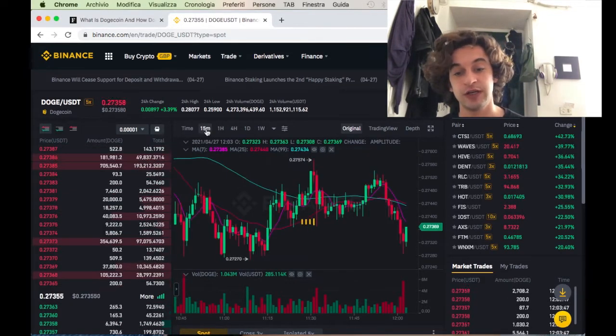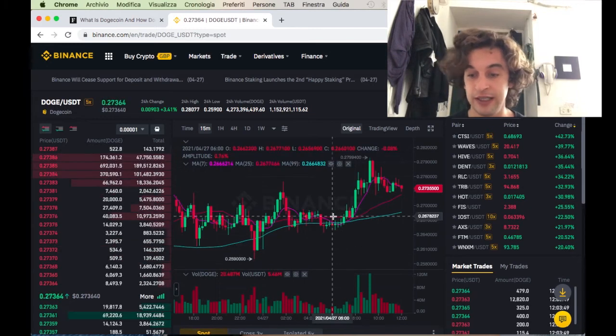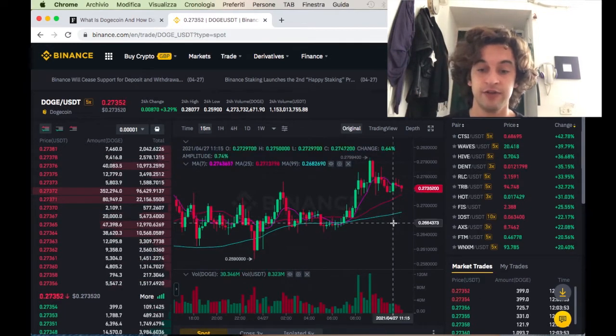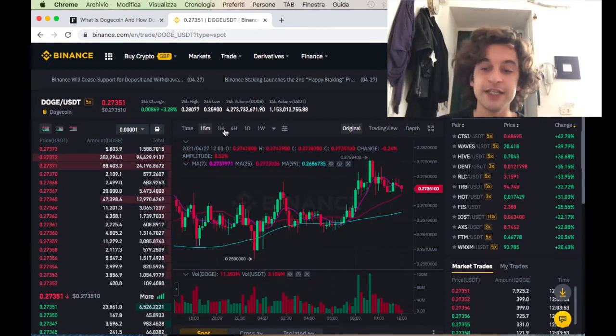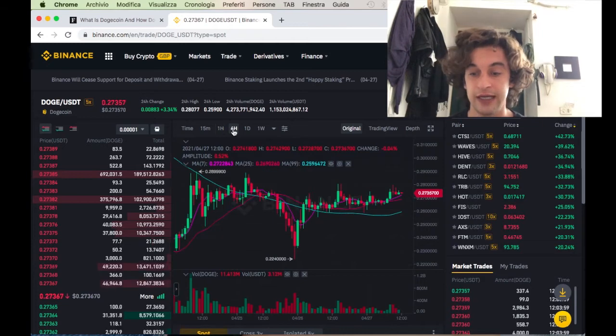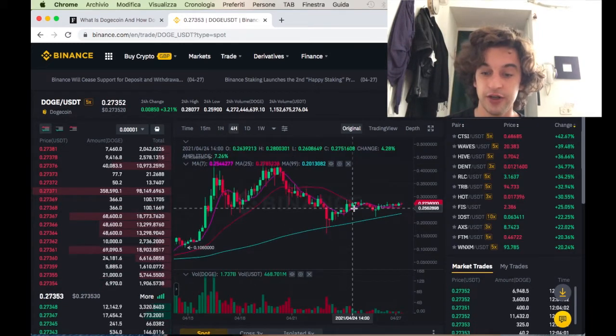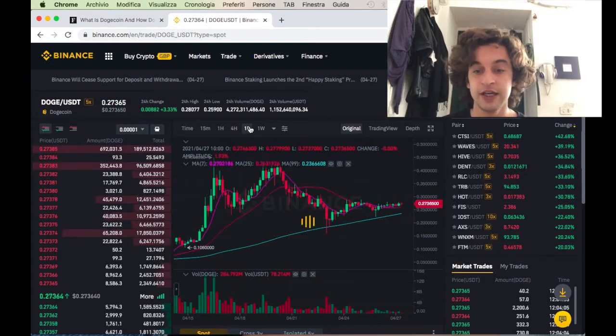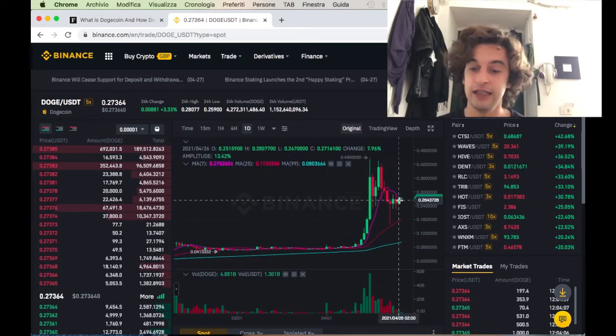We can look at the 15-minute chart right here. This is how it's been evolving, going up and down for the past 50 minutes. Every candle is a 15-minute chart. We can also look at the hourly, and we can look at how it's developing on the 4-hour chart as well. We're going to have a wider view of it, and as well on the daily and the weekly, we can look at it.